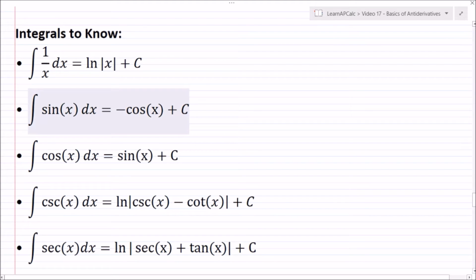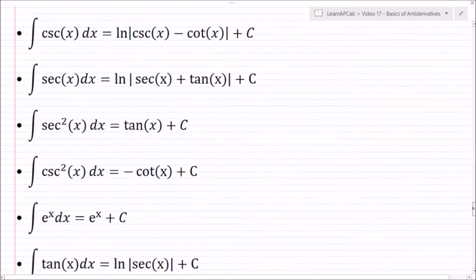Okay, so now let's talk about some integrals you need to know. And the first one is that the integral of 1 over x dx is ln absolute value of x plus c. And this absolute value is here because in this 1 over x we can have like x equals -1. But if this were just ln of x, my -1 would not exist in this domain. So we put the absolute value there.